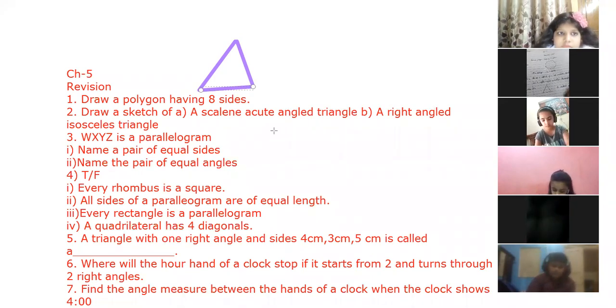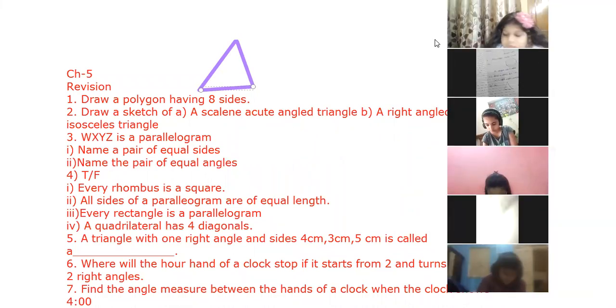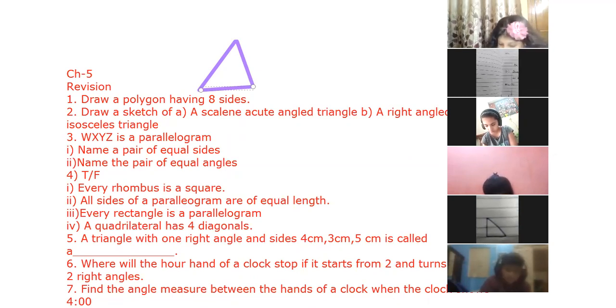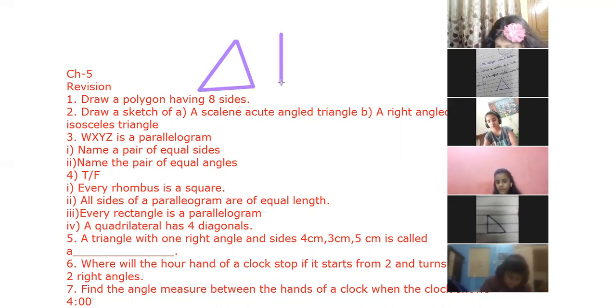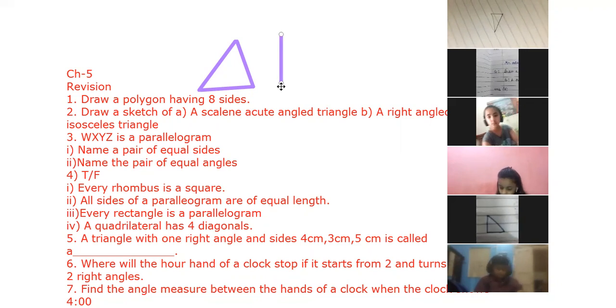Next question is a right angled isosceles triangle. That means isosceles means, yes, Chehek, right? Two sides are equal. That means this one side perpendicular and your, no, it's not correct.